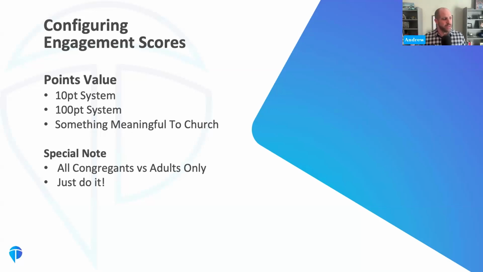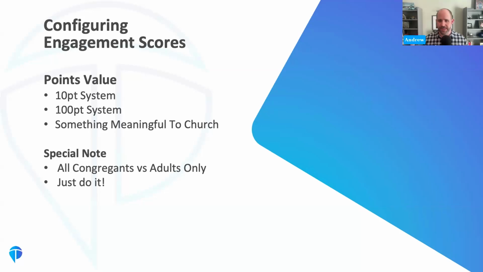And then the next note: just do it. What I mean by that is engagement score is a big topic. There are 1,000 different ways you can go with these different engagement scores. When you're building out those searches, for those of you that have seen the search builder, you know that there's a lot of different conditions. There's a lot of flexibility there.